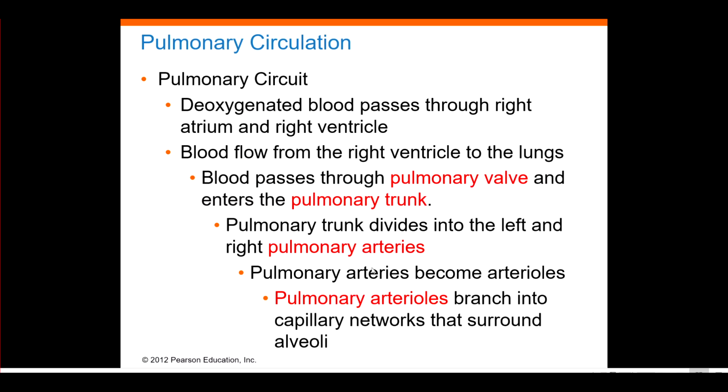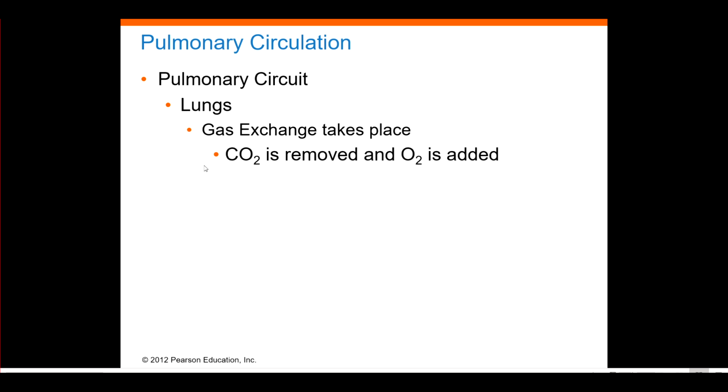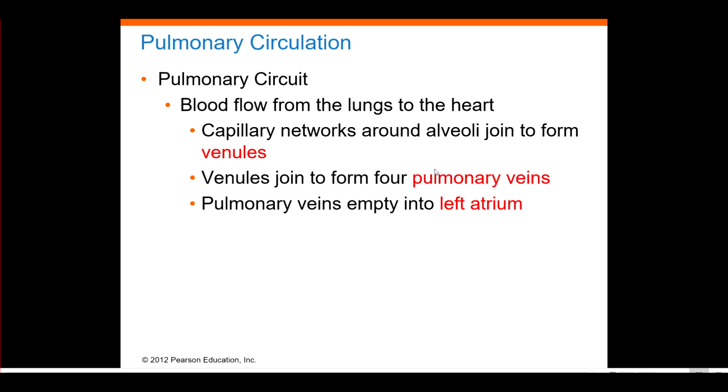Right, so just kind of going back to the notes, the pulmonary arterioles, which are microscopic, are going to feed blood into the capillary blood vessels that surround the alveoli. At that point, gas exchange is going to take place. Carbon dioxide comes out of the blood and oxygen is added to the blood, right? That's the main thing that's happening in the lung. So now the blood vessels have oxygen in them. They have to flow back to the heart.